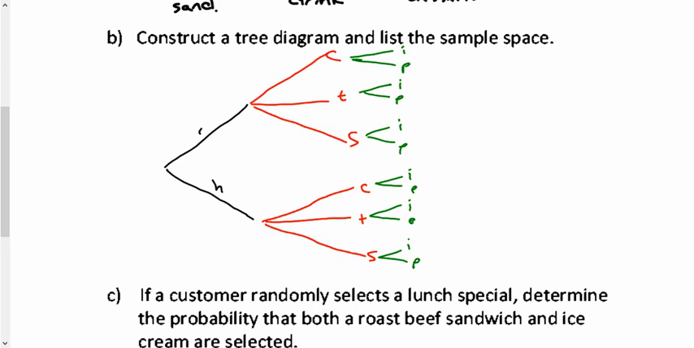Then the next thing that you could do, if you wanted to, is go through and write out your sample space. We have RCI, RCP, RTI, RTP, RSI, RSP.